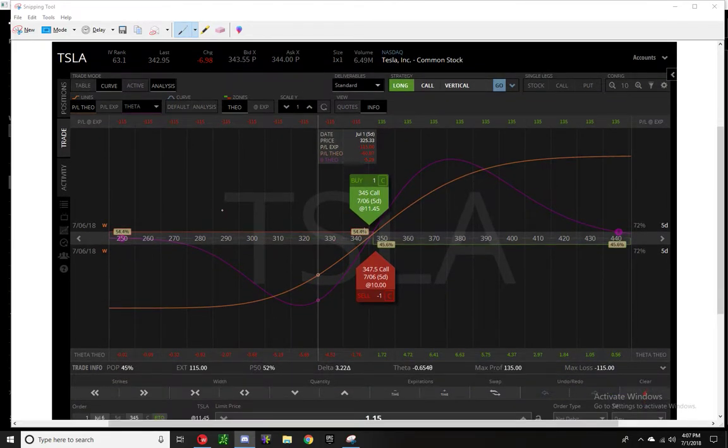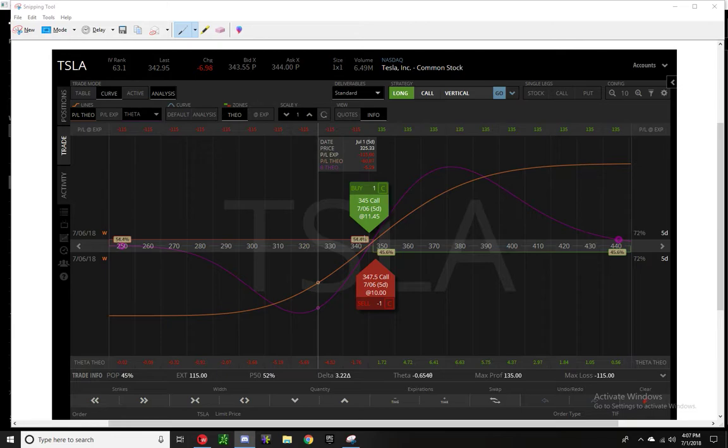And if you can tell, this is not a very high probability setup. If you look at the pop percent in the bottom left, where it says trading info, it's roughly 45%, which means you have a 45% chance of making money on this trade by the expiration date. All right, which is not a very good chance.